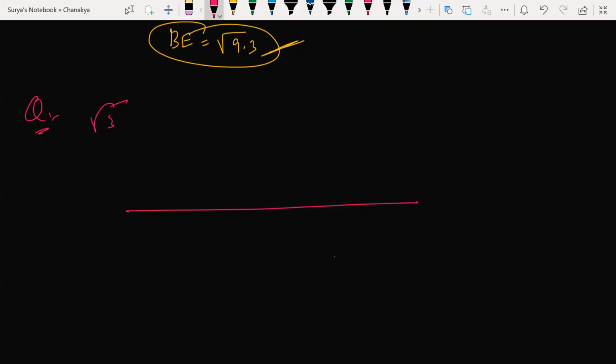Sir, but we can also do it like this: first we draw √2, and then from √2 we can draw √3. Yes, absolutely, I completely agree with that. Yes, you can do it like that too. √2 and √3, correct. Okay, guys, it's quite simple.